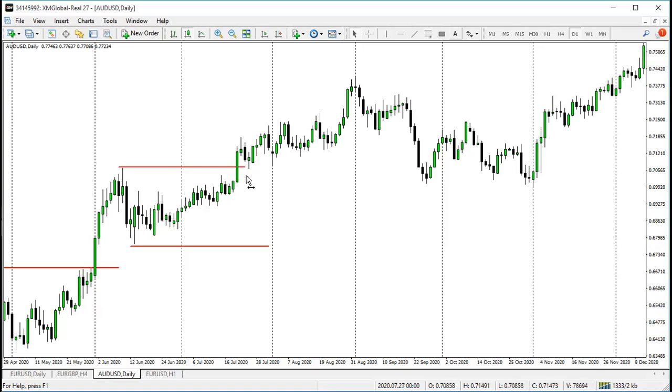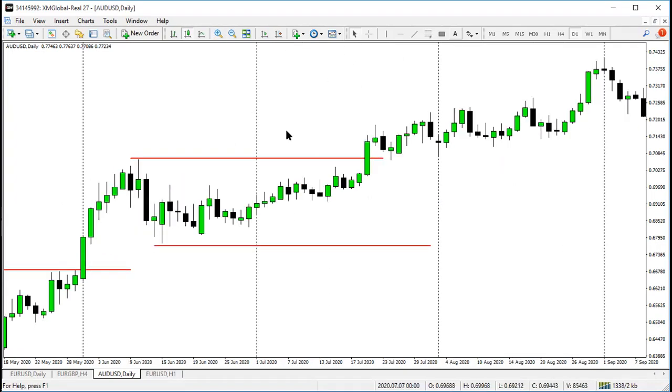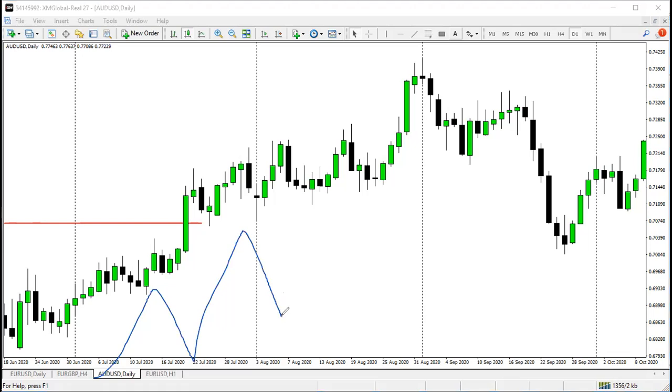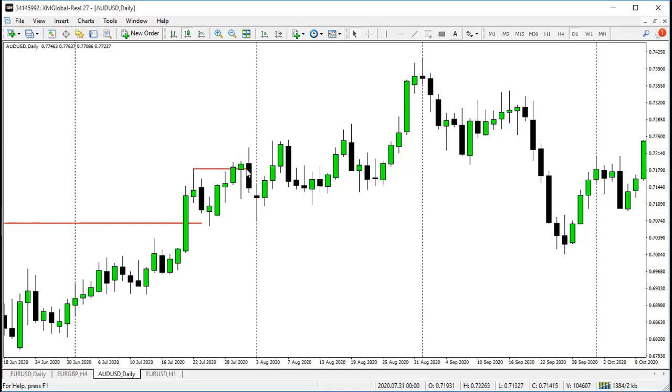Then they break structure here. And then they decided to give us small structures. So sometimes this is our market move. Sometimes they give you big structures. Sometimes they give you small structures. So here we had a higher high.